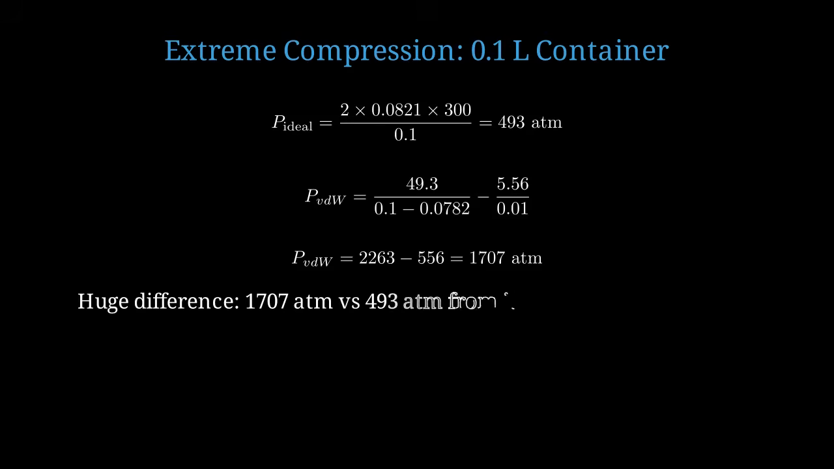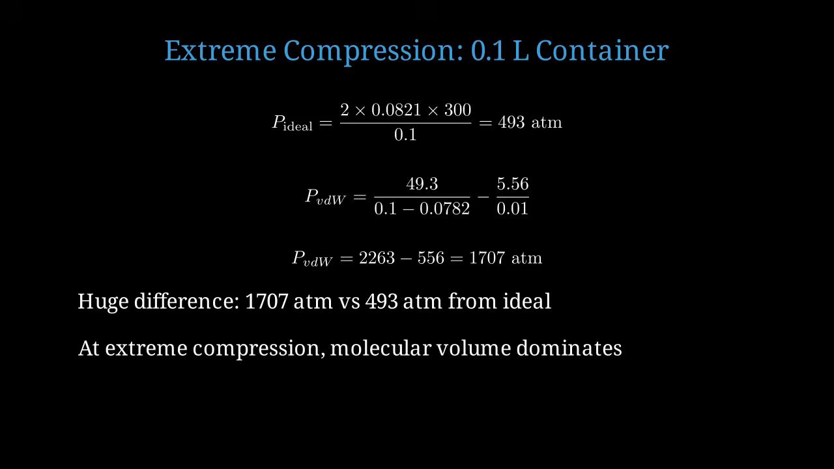Now we see a massive difference. Van der Waals predicts 1,707 atmospheres, while the ideal law predicts only 493. The ideal law is off by a factor of 3. At this extreme compression, the finite molecular volume becomes the dominant effect. The denominator 0.1 minus 0.0782 is very small, causing the pressure to skyrocket.